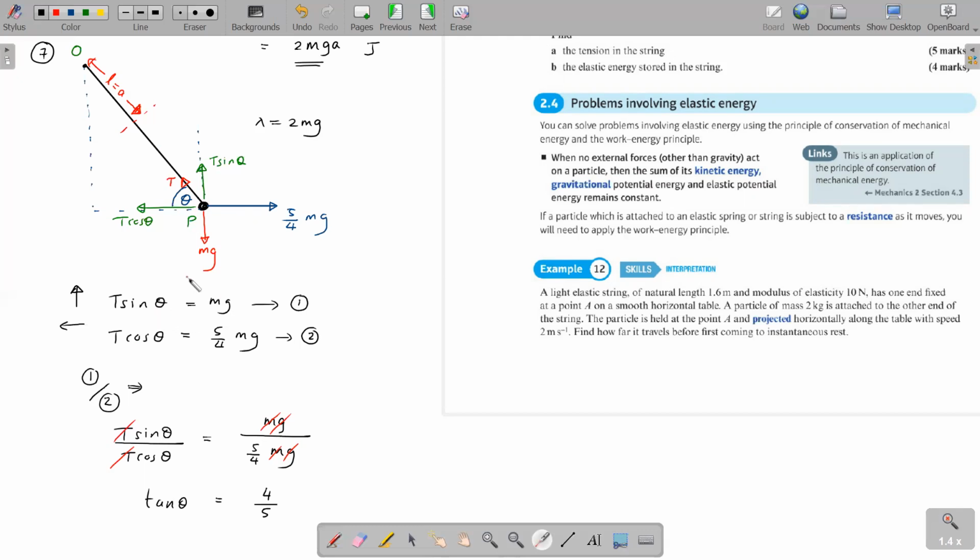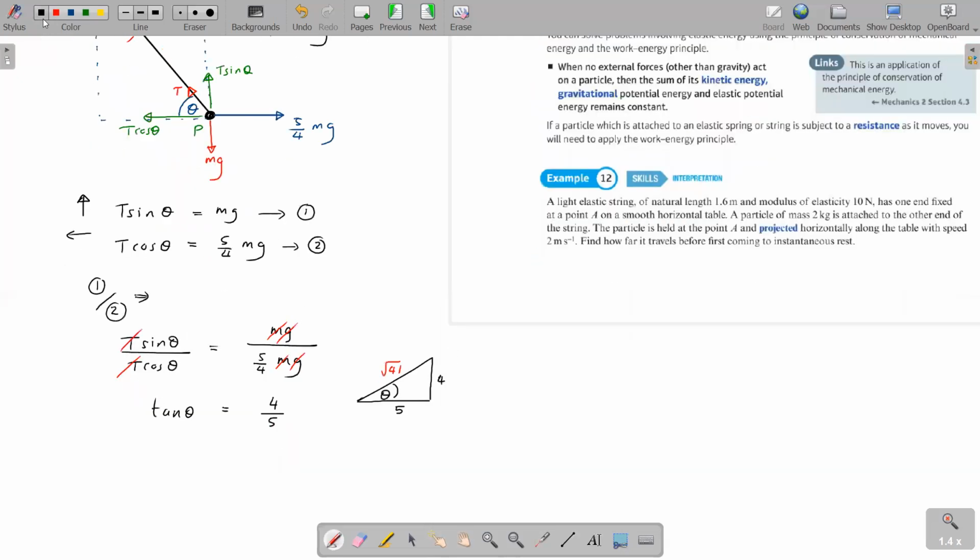All you got to do is, maybe we can get the sine theta ratio by drawing a triangle. We are supposed to get the tension. Tan theta is opposite over adjacent. Can I know by Pythagoras theorem what is its length? 4 square plus 5 square, square root. How much is it? 16 plus 25, that is 41. Root of that is root 41. Which means sine theta is opposite over hypotenuse. So 4 over root 41. Do you agree with me?